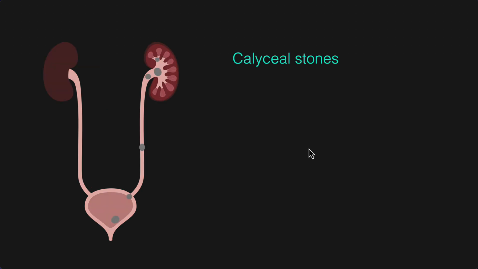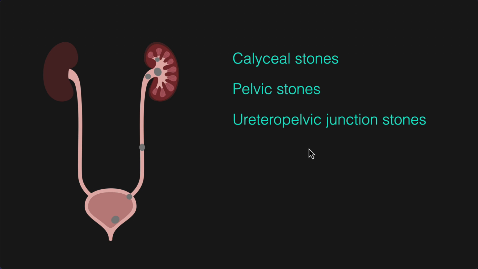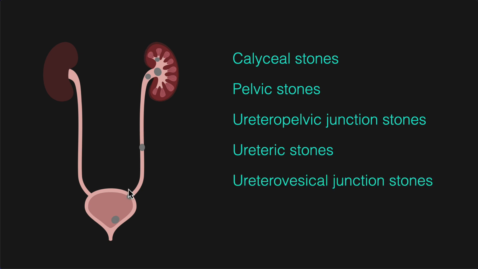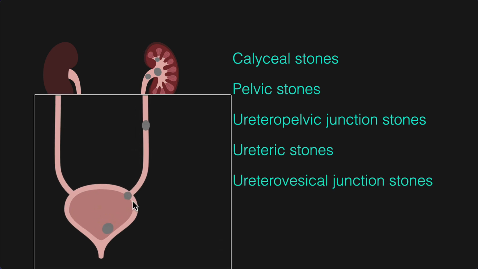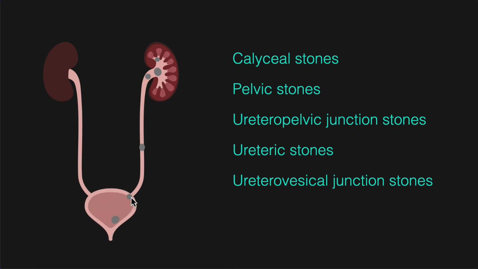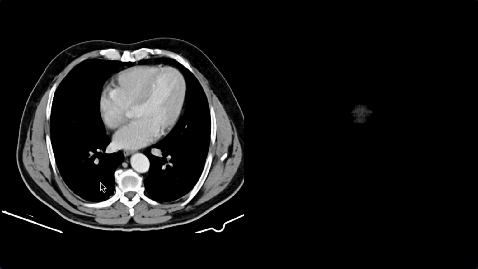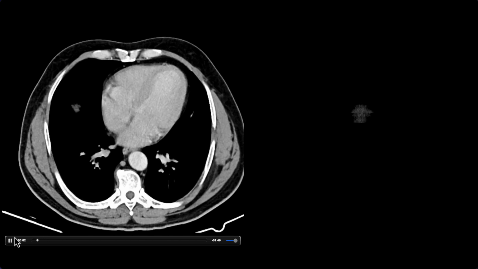Talking about the locations that you might find the stones along the genitourinary tract, starting with calyceal stones, pelvic stones, ureteropelvic junction stones, which is right here. You'll have stones along the course of the ureter, or ureteric stones. A common location to find stones is at the ureterovesical junction here. And after they pass into the urinary bladder, you can sometimes see them layering in the bladder or forming primarily within the urinary bladder due to stasis. And let's kick it off with our first case here.